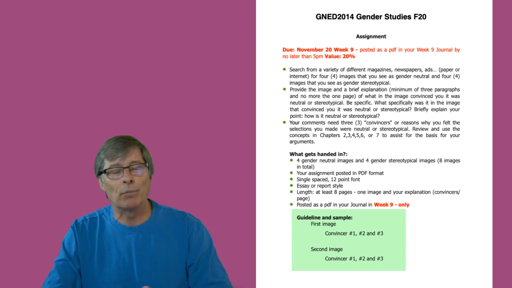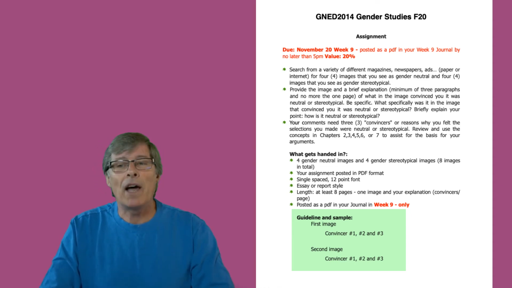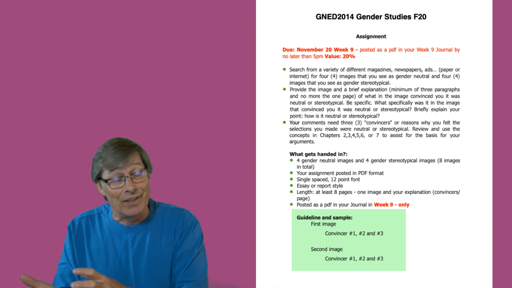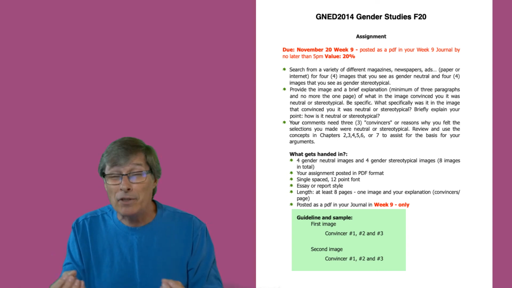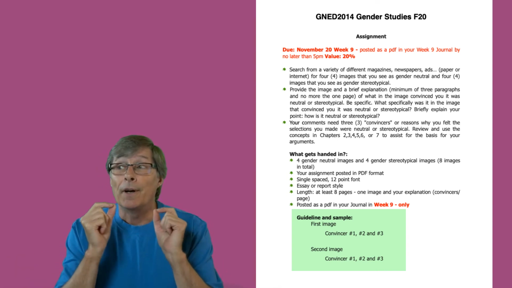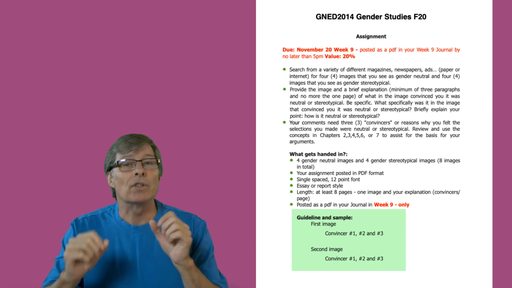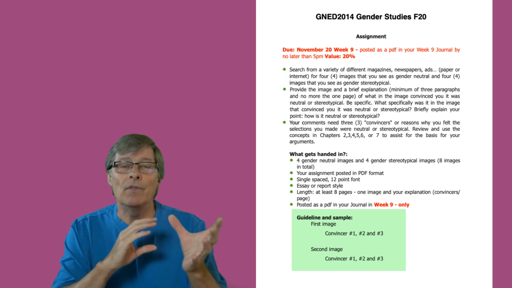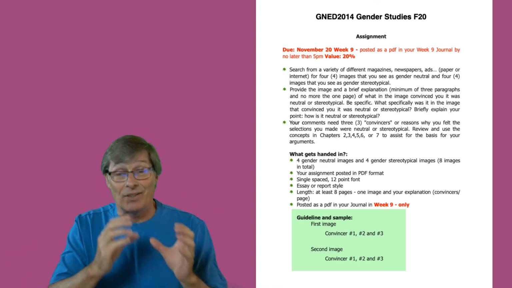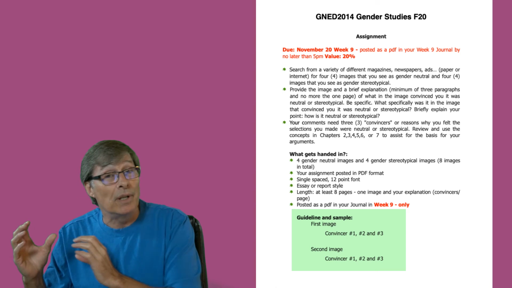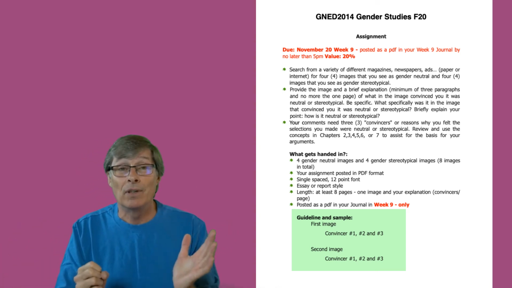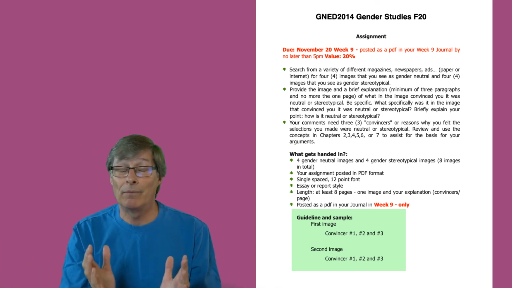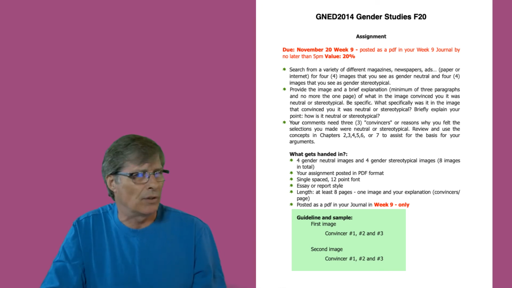Now it's quite possible that you might search out images that for you are consistently stereotypical or neutral, and they may have some similarities in your convincers. Try to vary your images to not get just the same 2 or 3 convincers for all images. I would like you to vary up your images so that you have different convincers.